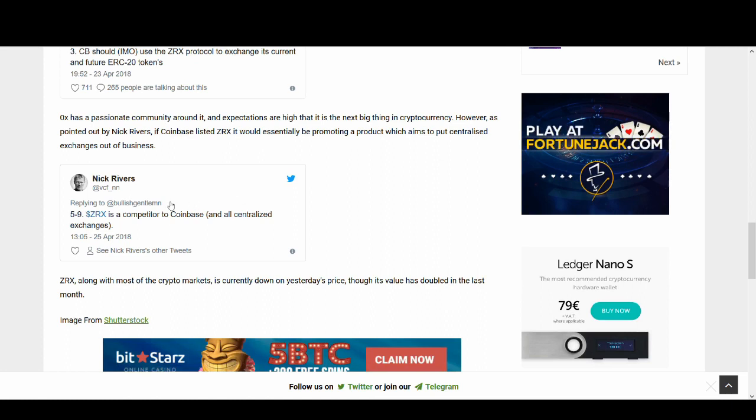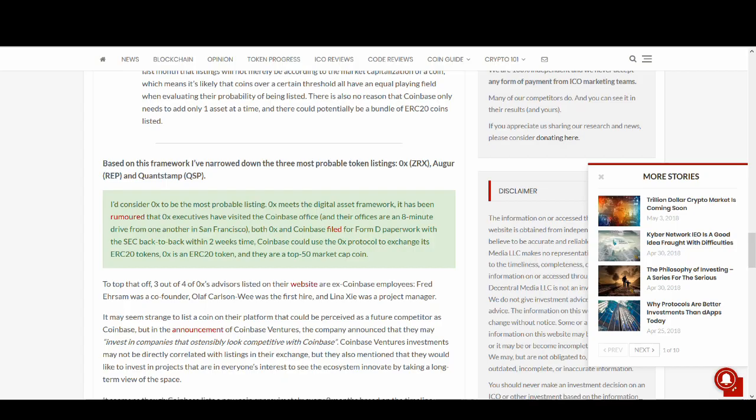It talks about 0x as a competitor to Coinbase and all centralized exchanges. I'm not sure just yet whether it's a competitor, so that is a bit of a big comment to make. But again, I'm not too sure. Potentially in the future, that could be a contradiction where you can't add your competitor to your exchange. So that could be a reason that 0x is not added to Coinbase. I don't know what you think about it. It could play a part, but I wouldn't think that it would play as big of a part just now. But potentially in the future, it could play a big part, and it could be a reason why 0x is not added to Coinbase.